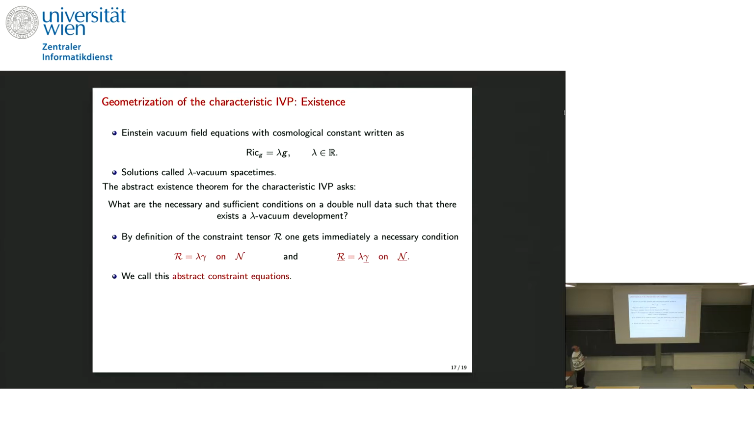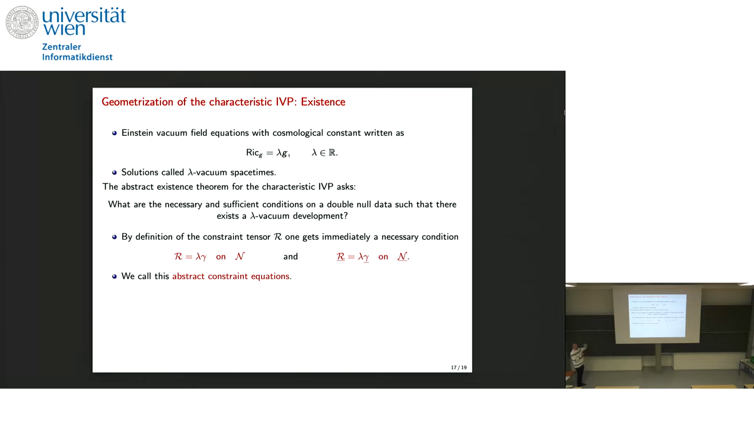So the question asks: what are the necessary and sufficient conditions for some double null data such that there exists a lambda vacuum development? So under which conditions is the double null data going to be embeddable in some lambda vacuum spacetime? Of course, there are a couple of conditions that are necessary from the start, because this constraint tensor R was just a pullback of the Ricci tensor, and now it's lambda vacuum, so the Ricci tensor is proportional to the metric.